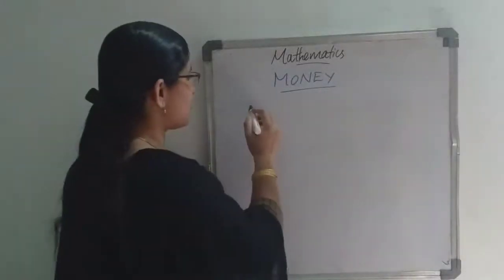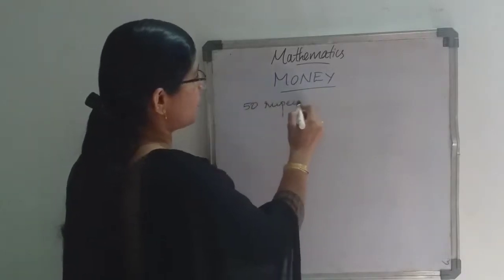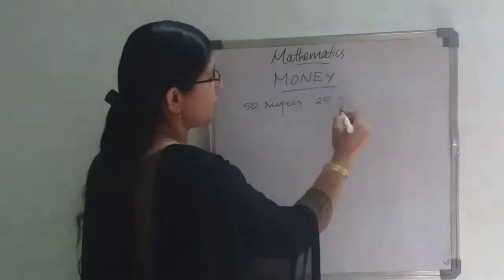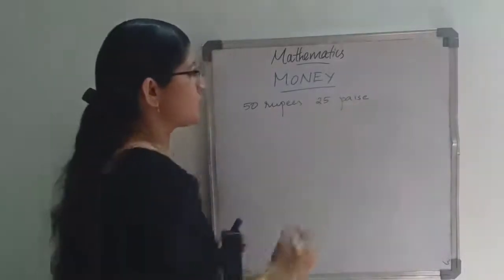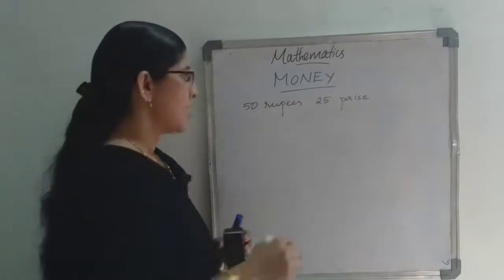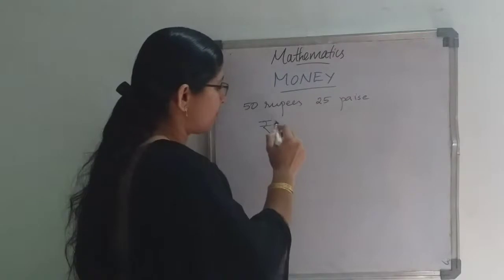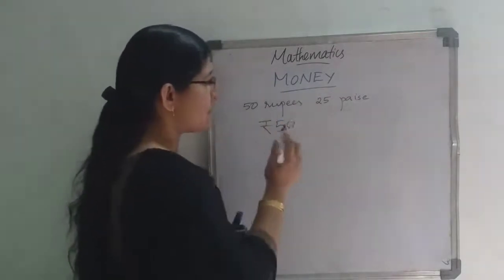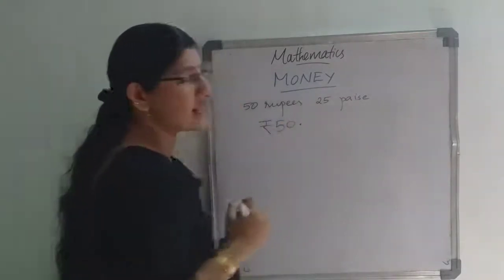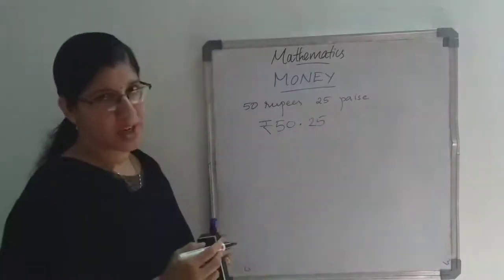One more example. Suppose you need to write 50 rupees 25 paise. All of you please try to write this. What do we need to do first? Yes, we need to put the symbol first, isn't it? How many rupees? 50 rupees. Then 25 paise, so before that you need to insert the dot. Then 25. So it is 50 rupees 25 paise.